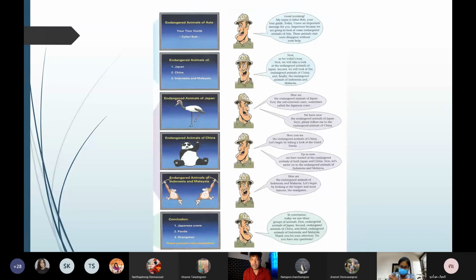This is the conclusion. In conclusion, today we saw the 3 groups of animals. First, endangered animals of Japan. Second, endangered animals of China. And third, endangered animals of Indonesia and Malaysia. Thank you very much. Thank you for your attention. Do you have any questions? Very simple, isn't it?